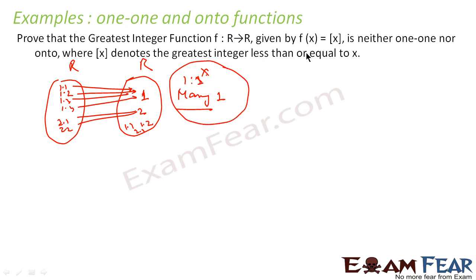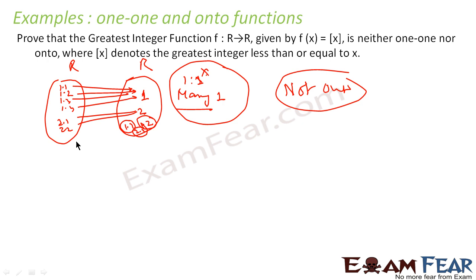Second part is whether it is onto or not. For onto, there should not be any orphan element in the codomain, but we see that there are so many orphan elements. When I'm talking about the greatest integer, this will always be some integer, but here 1.1, 1.2, 1.3, 2.1, these are all orphan elements. Correct? So this is not onto also. Thus this function is neither one-one nor onto.